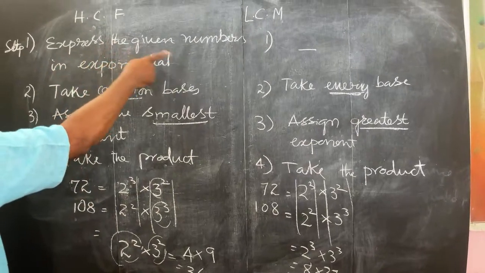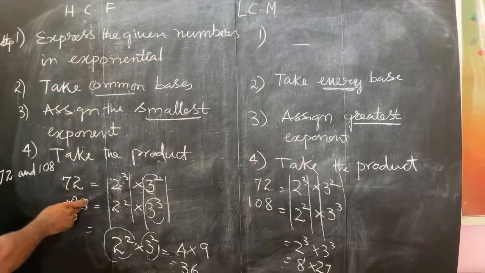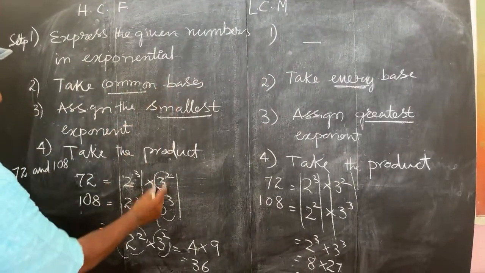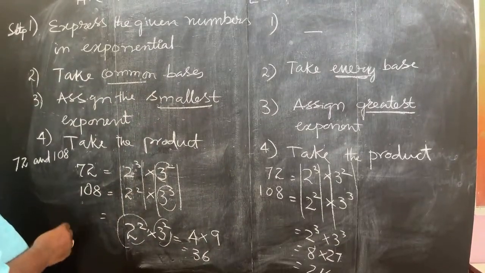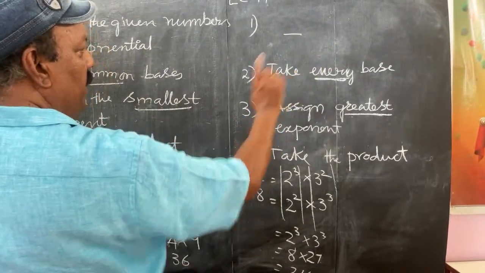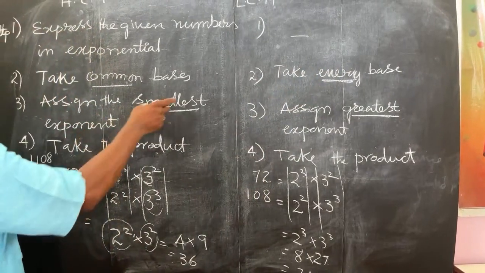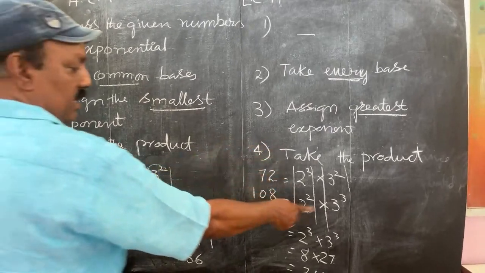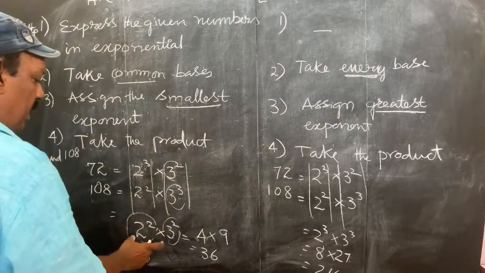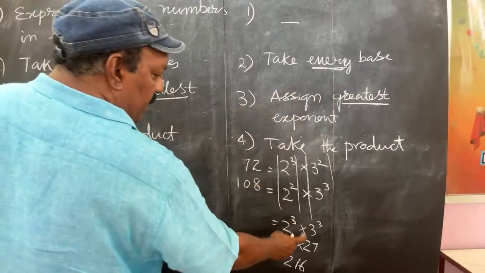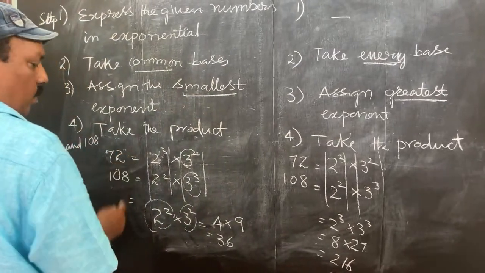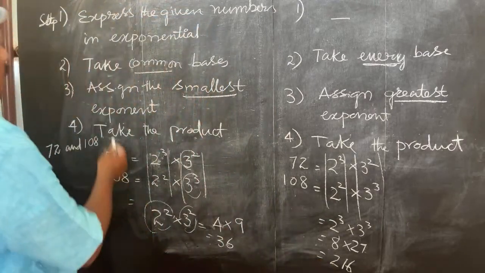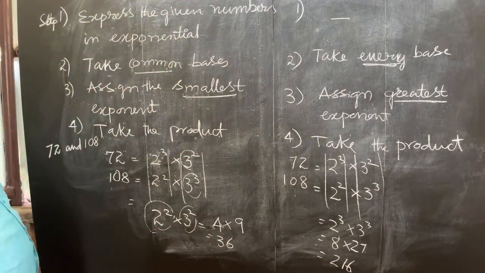Once again: express the numbers in exponential form. Second, for HCF take only the common bases; the non-common ones we should not bother about. For LCM you have to take every base. Third, for HCF take only the smallest exponents, and for LCM the greatest ones. Finally, take the product of the selected smallest ones, and the product of the greatest ones. And the LCM of 72 and 108 is 216 and the HCF of 72 and 108 is 36.